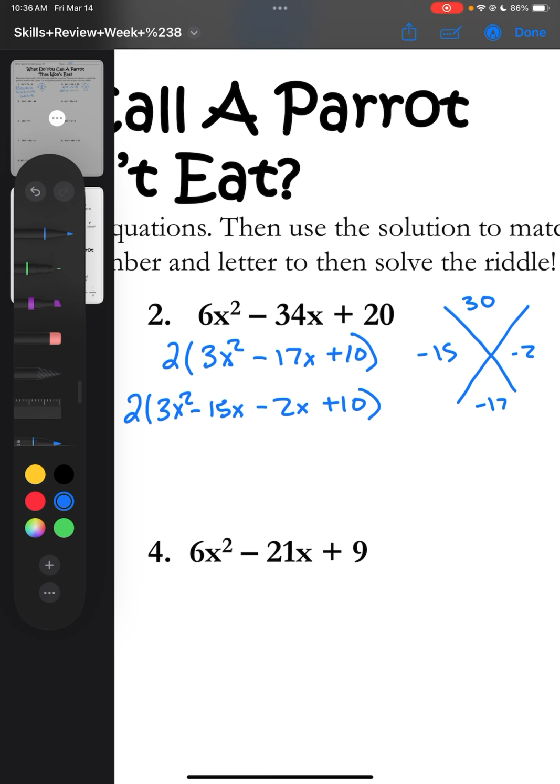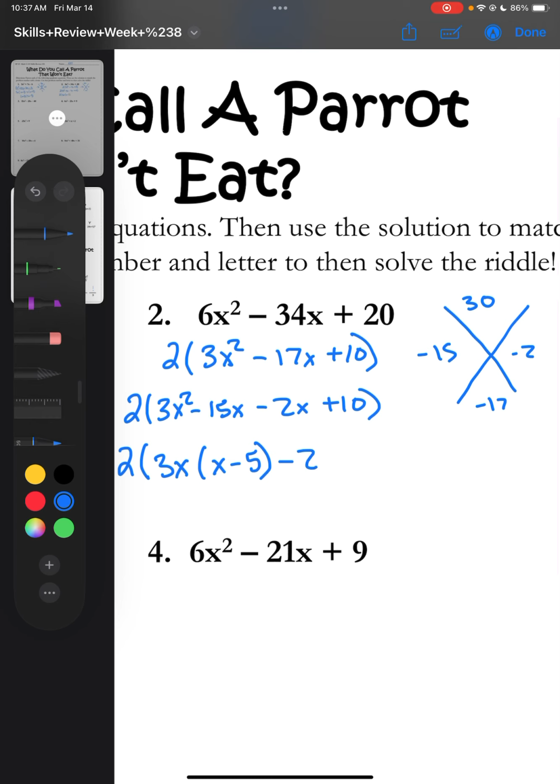And how I know which way to split, when I'm writing these two here, I'm keeping in mind what they have in common with the 3x squared or the 10. So that's kind of how I get there. Then again, we're going to group. We have our 2, and then 3x squared minus 15x, something in common, 3x. Then that's x minus 5.